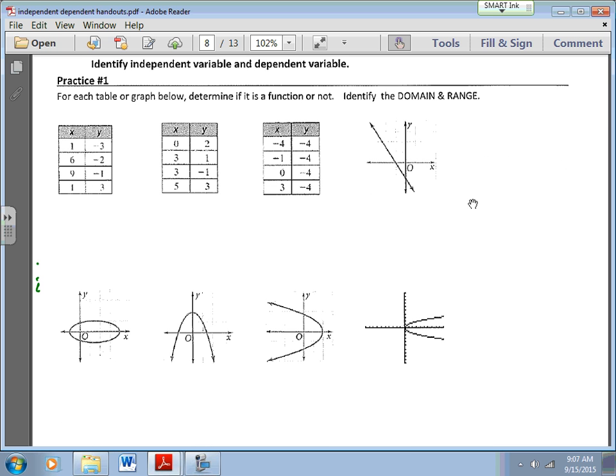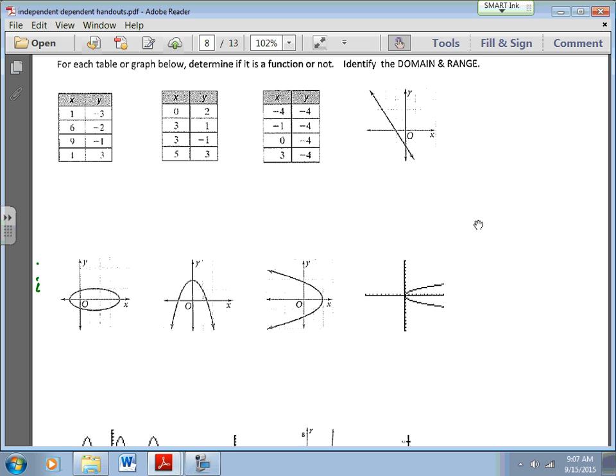For each table or graph, we will determine if it is a function or not. So everybody remember how to determine if it's a function or not? Vertical line test if it's the picture of the graph, right? How about the table? Check for x's having multiple y's.